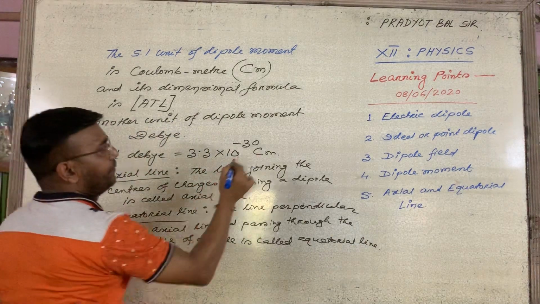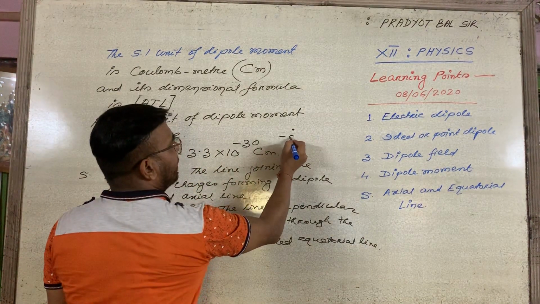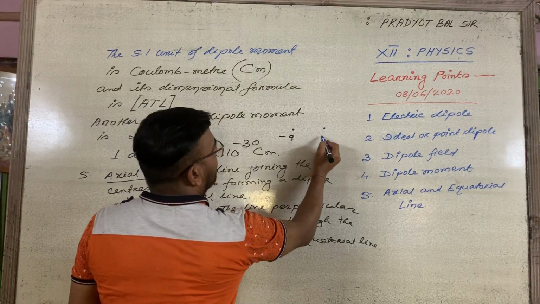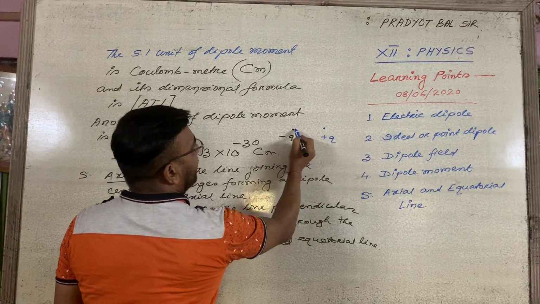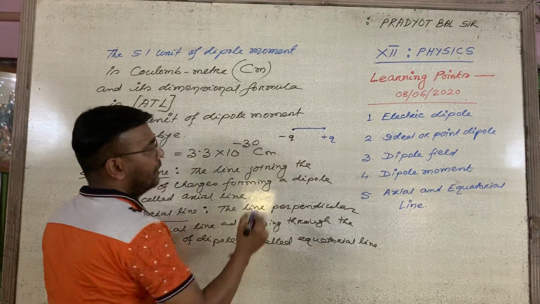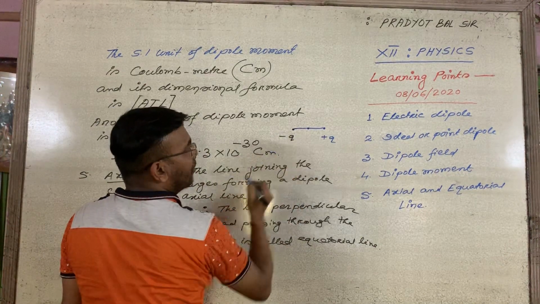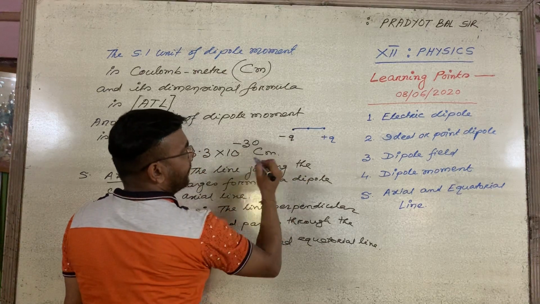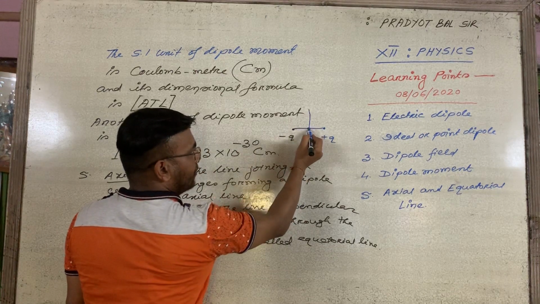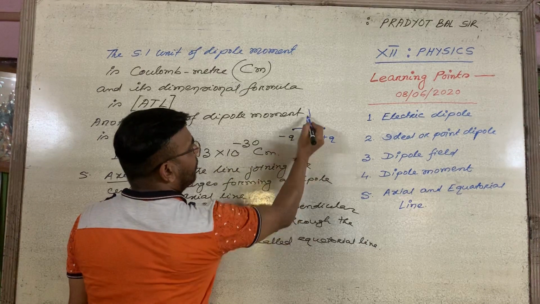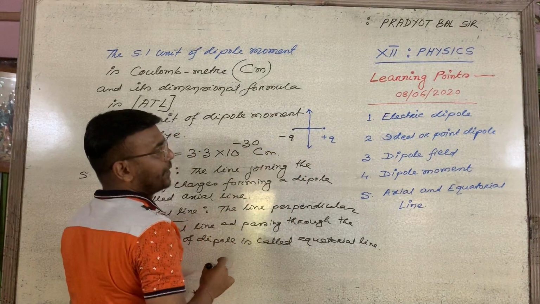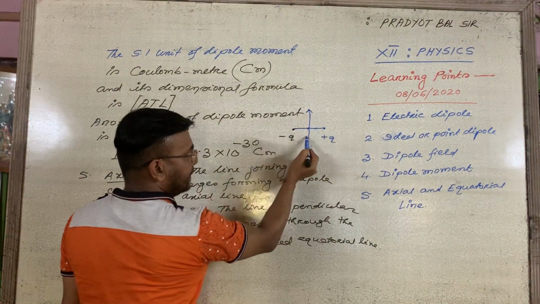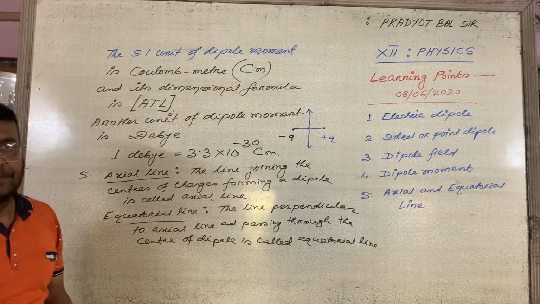For your understanding, if I take a negative charge there and another plus q charge is there, so they will constitute a dipole. This is the center of the dipole or midpoint of the dipole. This line will be called axial line, and a line drawn perpendicular through the center of the dipole will be considered as equatorial line. Be clear, this is axial line and this is equatorial line.